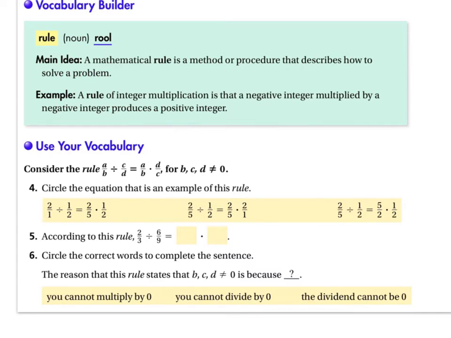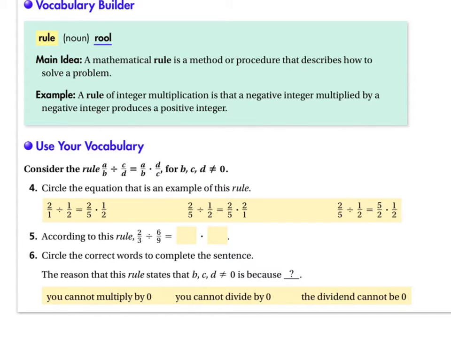An example of this is the rule of integer multiplication. A negative integer multiplied by a negative integer produces a positive integer. Another common rule you have is when dividing fractions. When we divide fractions, we multiply by the reciprocal.